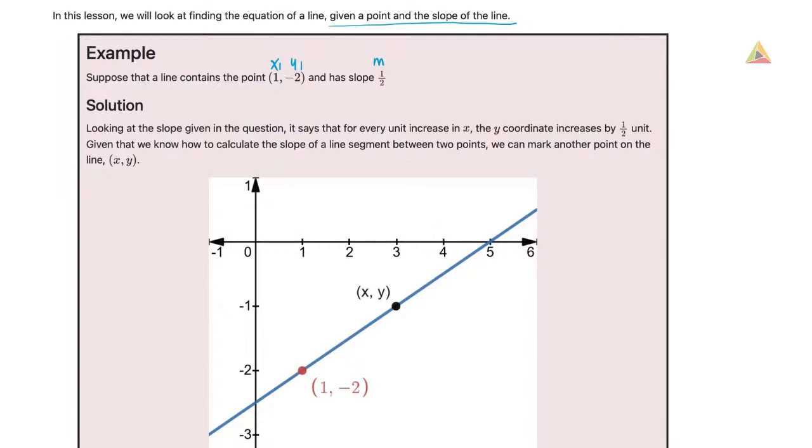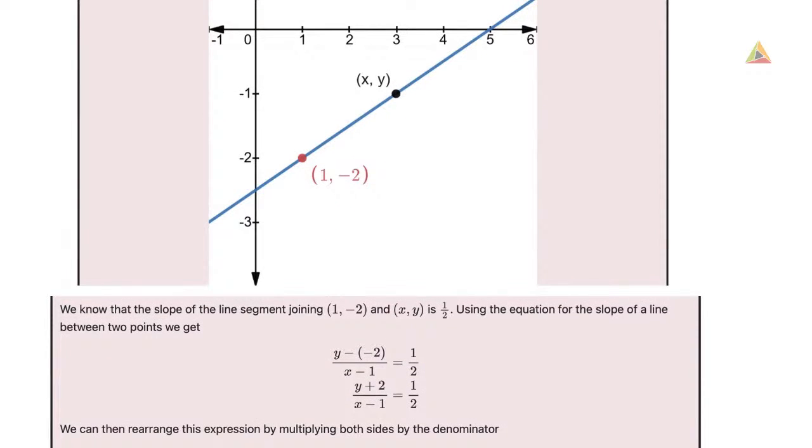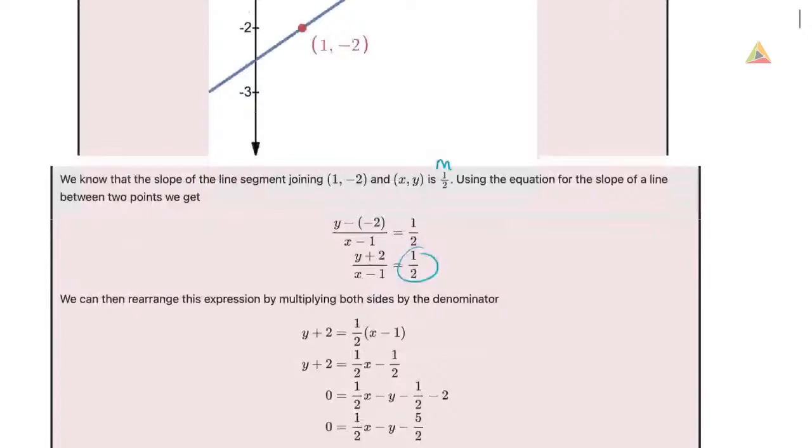Given that we know how to calculate the slope of a line segment between 2 points, we can mark another point on the line, x, y. So we know that the slope of the line segment joining 1 and minus 2 and x, y is a half, because we were told that m is a half. So using the equation for the slope of the line between the 2 points, we get the slope of a half. So that was calculated already, but it's given to us in the question.